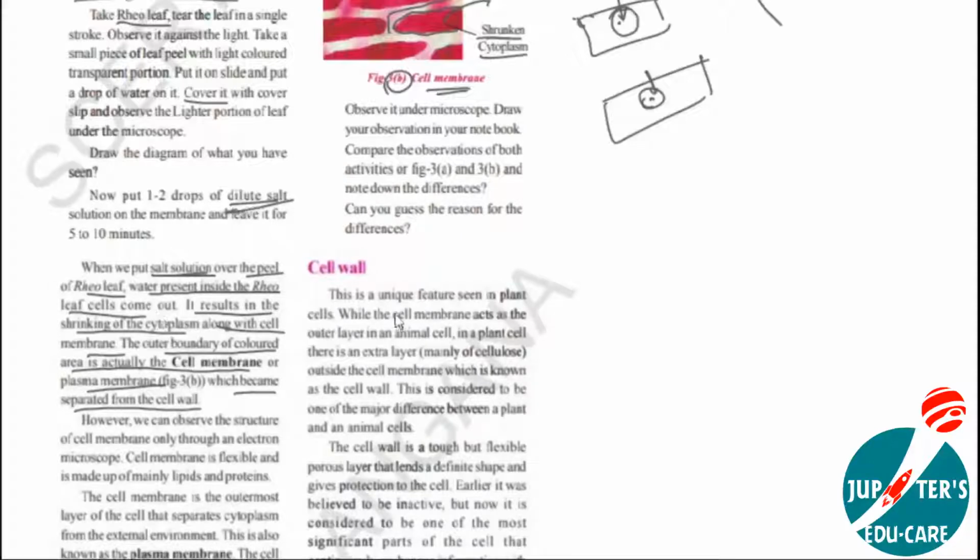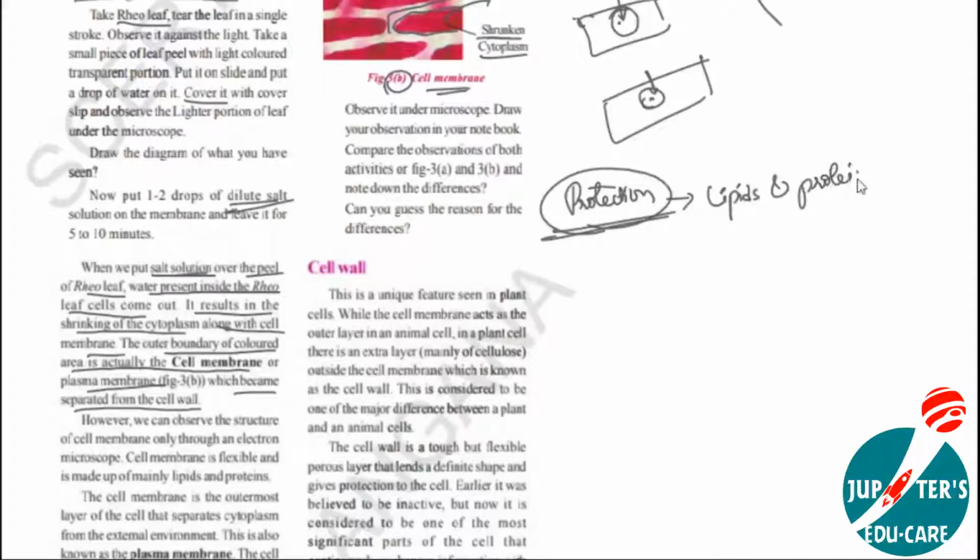So then come to the functions of the cell membrane. The cell membrane plays a major role. Okay, the role of the cell membrane, we can say, is first of all protection. It is the outermost layer of the cell. Okay, the cell wall is also present and is also involved in the protection of the cell. The cell membrane is made up of lipids and proteins. These lipids and proteins are synthesized from the ribosomes.